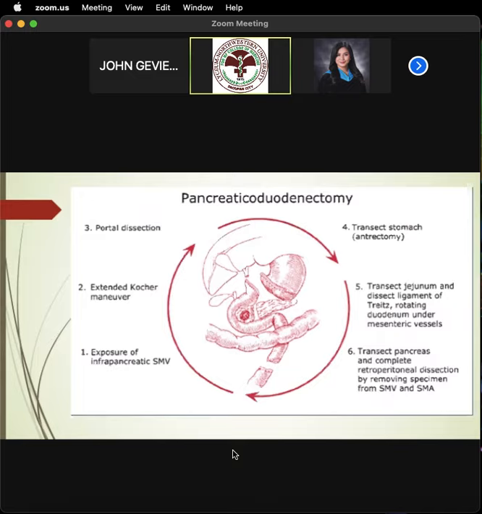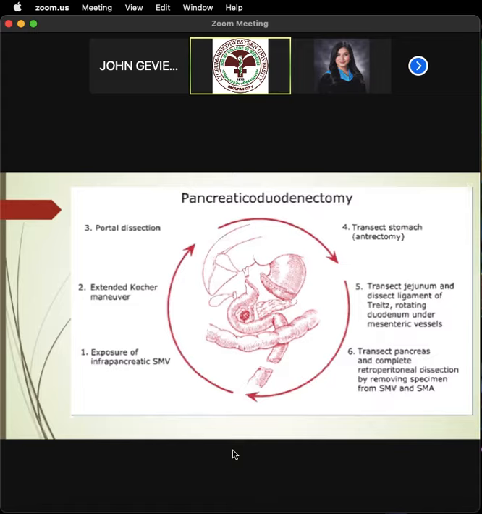Then proceed with the portal dissection. Okay, in this portal dissection, you perform cholecystectomy and transection of the common hepatic duct. Okay, this portal dissection doesn't include portal vein dissection. Okay, it doesn't mean that you have to cut the portal vein. This portal dissection means you have to do cholecystectomy and bile duct transection.